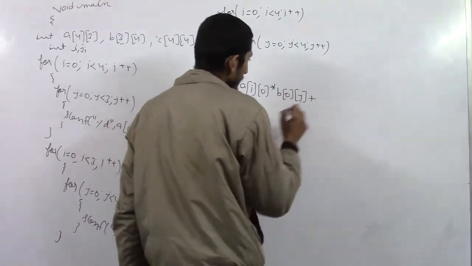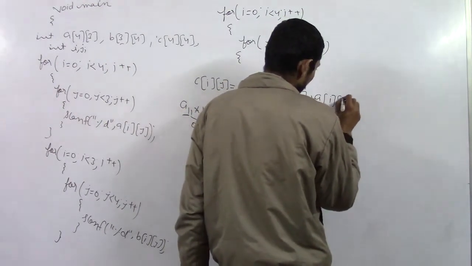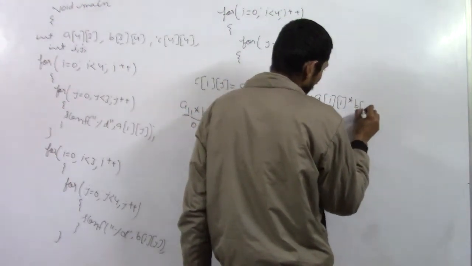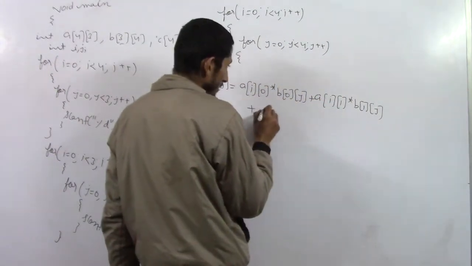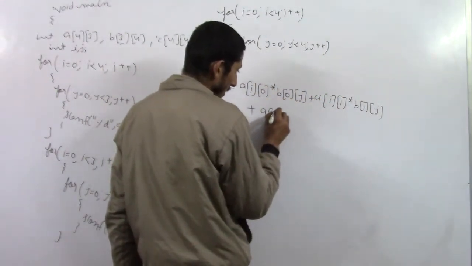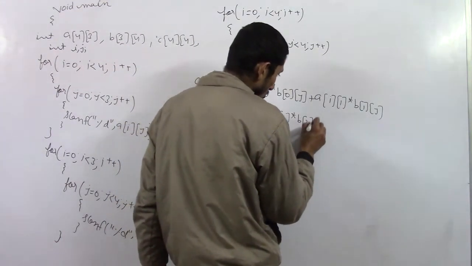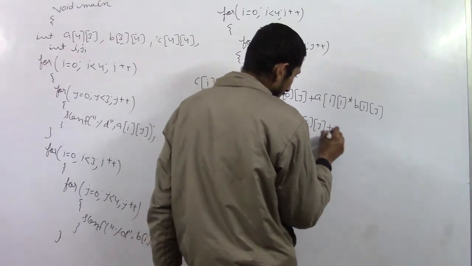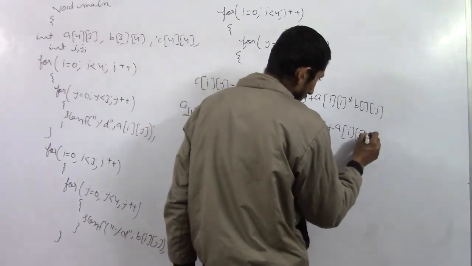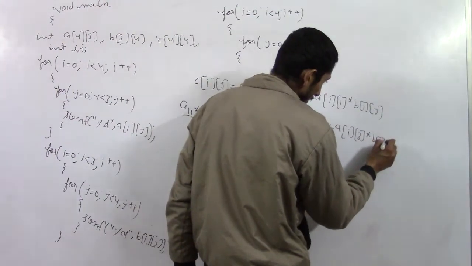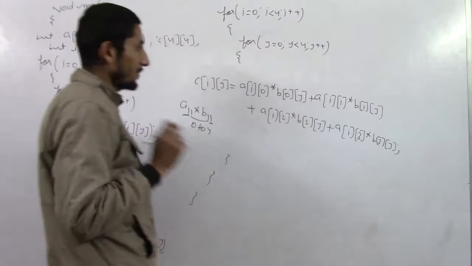Let me explain again. Then AI1 multiplied by B1j. Let me write here plus AI2 multiplied by B2j. The last one, AI3 multiplied by B3j.